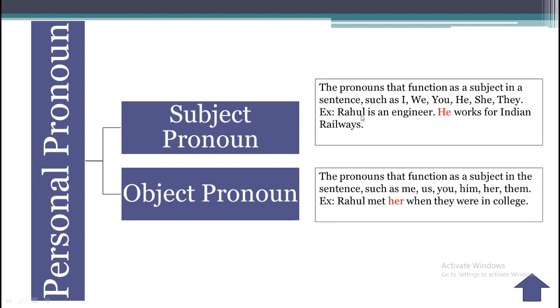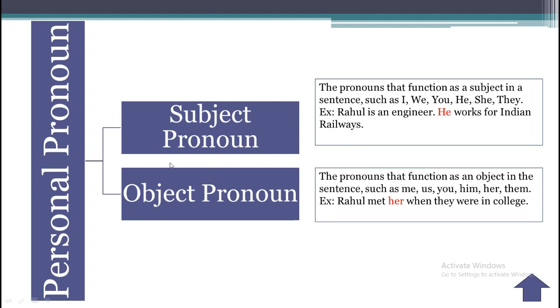Rahul is an engineer. In this sentence, Rahul is the noun and it's the subject of the sentence. In the second sentence, you see it will be, he works for Indian Railways. Instead of repeating Rahul again, I have replaced the noun using the pronoun he. So here he is working as the subject for the second sentence. So therefore it is a subject pronoun. I hope this will be clear to you.